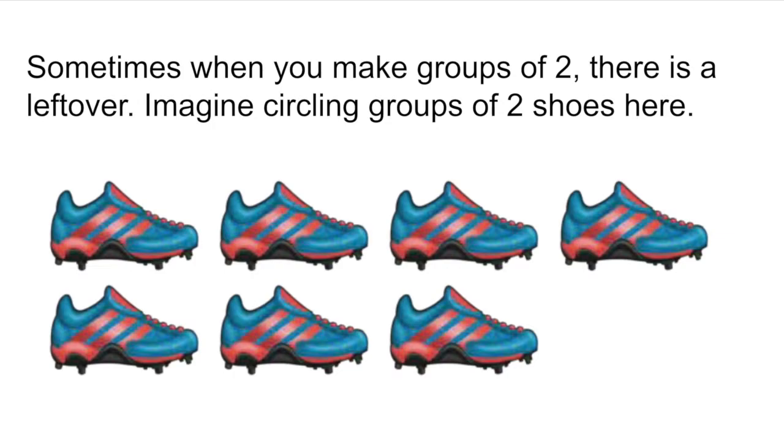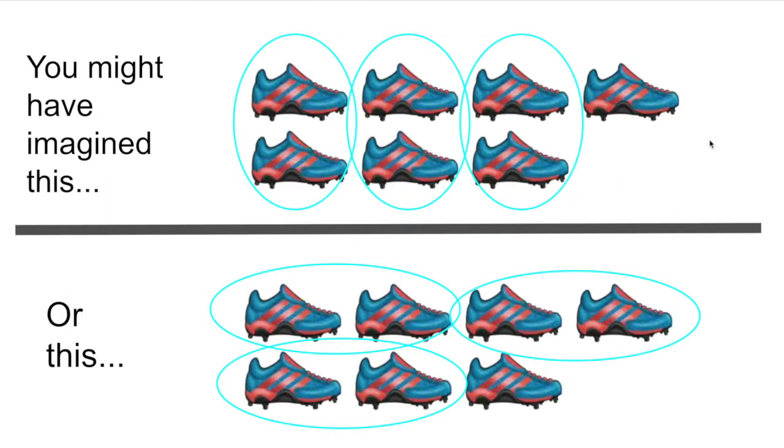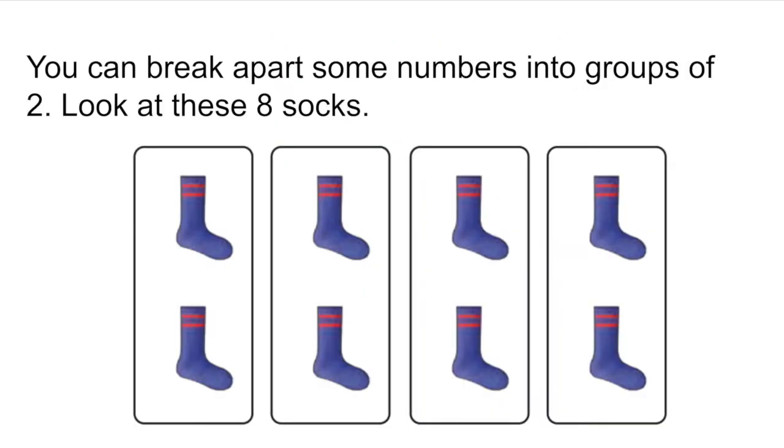Imagine circling groups of 2 shoes here. You could imagine it in different ways. You might have seen the groups of 2 like this, or you might have imagined them like this. But whichever way you imagined it, there was one shoe left without a partner. There's one left over. The socks were an even number of socks.